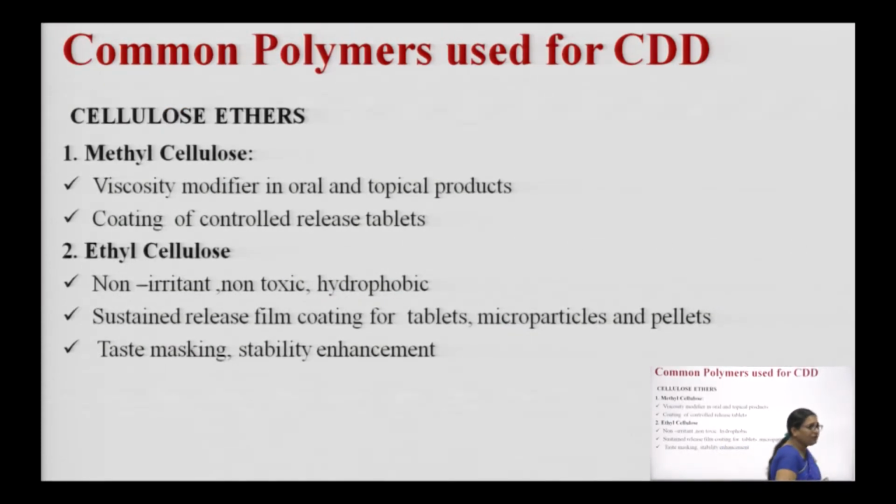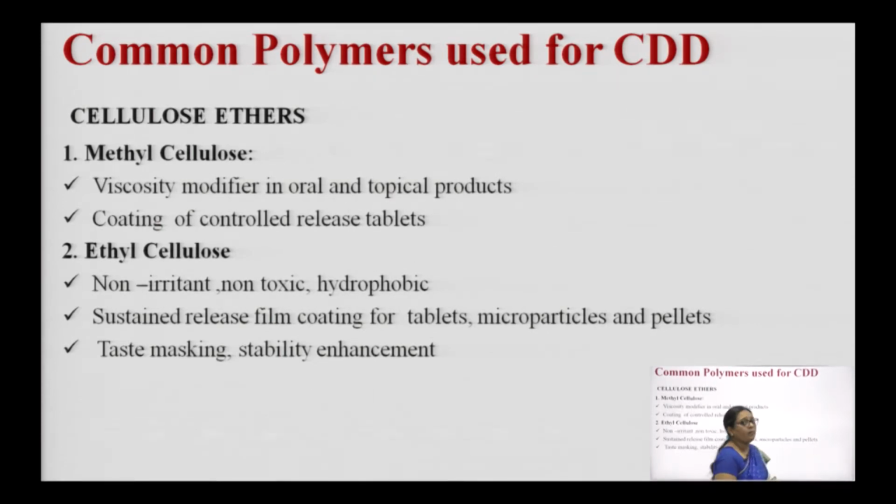So, I have taken up a few important categories of polymers which are commonly used in sustained release applications. The first category that I have taken here is cellulose ethers. These are ether derivatives of the natural polymer cellulose. The first example here is methyl cellulose. Methyl cellulose has been commonly used as a viscosity modifier in oral and topical products. Secondly, it has been used as a coating agent for preparing controlled release tablets.